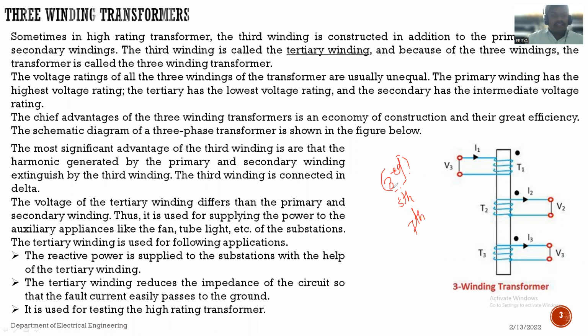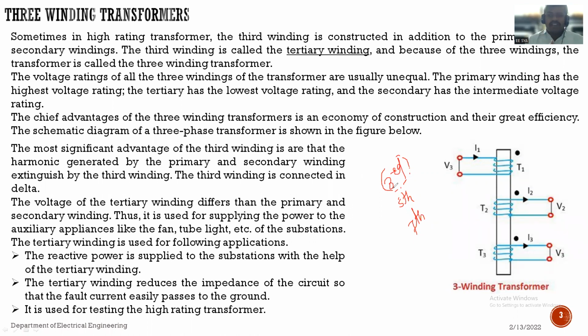See, the most important advantage of the third winding is that the harmonic generated by the primary and secondary winding can be extinguished or neutralized by the third winding. The third winding produces some voltage, okay, so this EMF will neutralize the effect of harmonic. Harmonic content means there is a distortion of flux or a distortion of voltage. This effect can be neutralized by using the third winding.